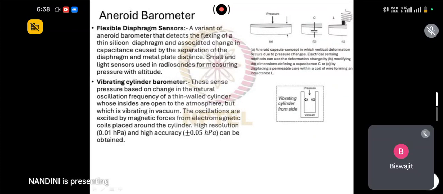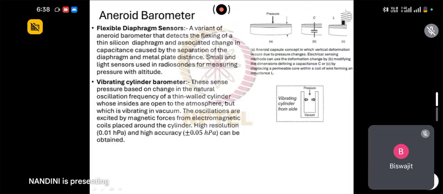And again, the aneroid barometer has two types. One has a very flexible diaphragm sensor. This detects the flexing of the diaphragm, and the associated change in capacitance caused by the separation of the diaphragm and the metal plate distance basically gives you the pressure difference. So the pressure is measured through the capacitance difference.